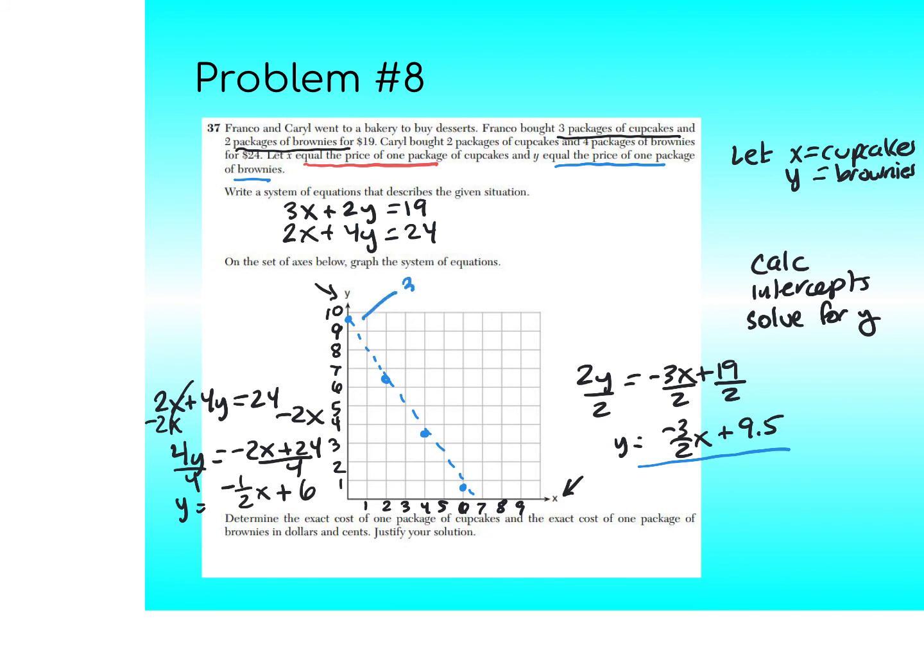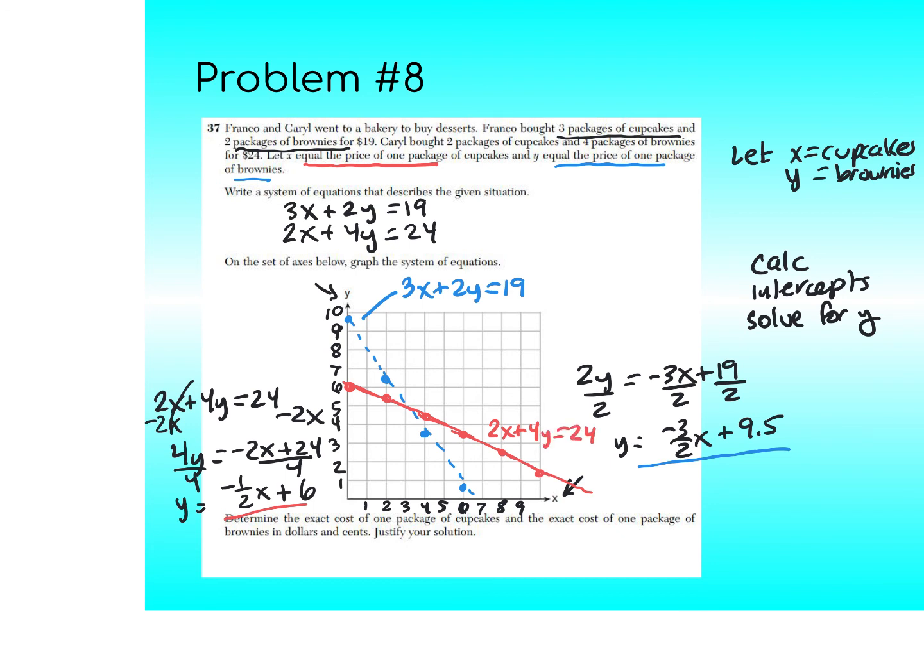I've got my 3x plus 2y equals 19. And then the other one, negative 1/2 x plus 6. So this is going to start here at 6. And I'm going to go down 1 and over 2, down 1 and over 2, down 1 and over 2, and so on. And what is interesting about this problem, my line is not really perfect here. So I've got my 2x plus 4y equals 24.